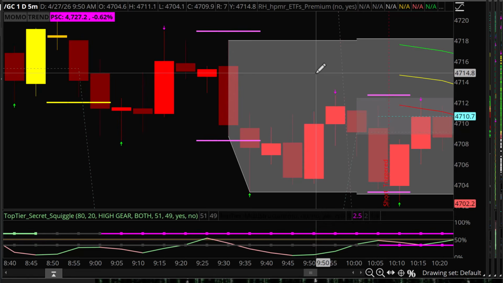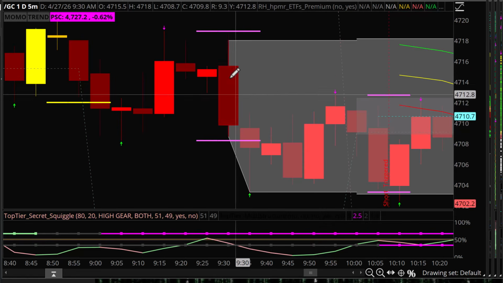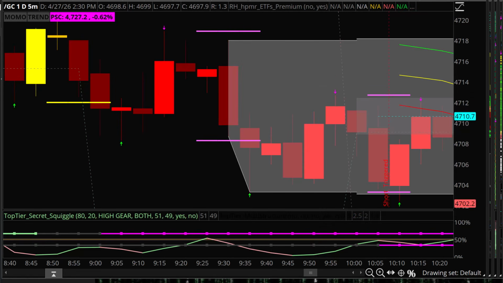Now, this is very easy to do. What is the high and low between 9:30 and 10 o'clock? That's it. So the high-low range was actually set within the first two candles on the morning. So the bell rings at 9:30. There's your high. There's your low.